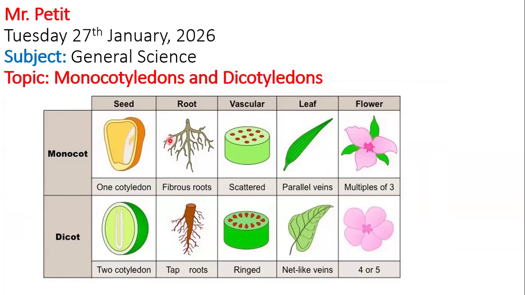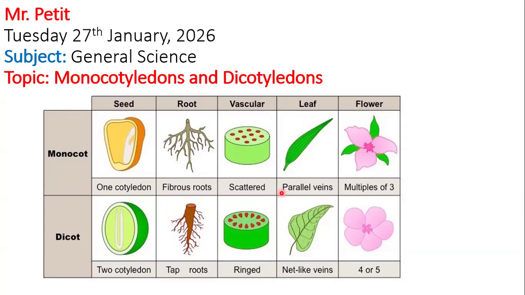The next difference between them is the roots. What sort of root orientation does the monocot have? Fibrous. Fibrous roots, very good. And what sort of orientation does the dicot have? Top root. Top roots, very good. Now, next we have the vascular bundles. This is really inside the stem. The vascular bundles for the monocots are going to be scattered, but for dicots they're going to be ringed. It has like a ring pattern.